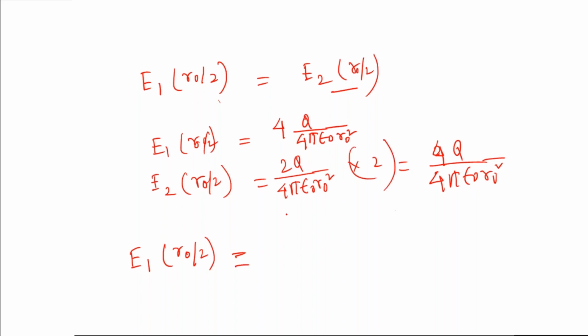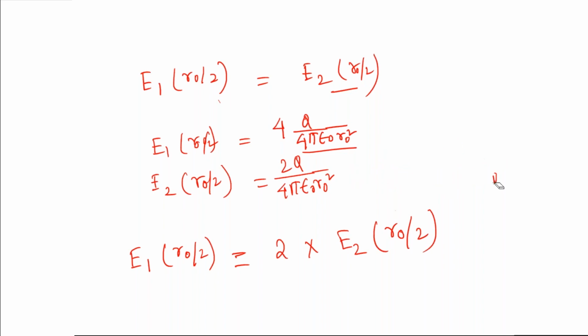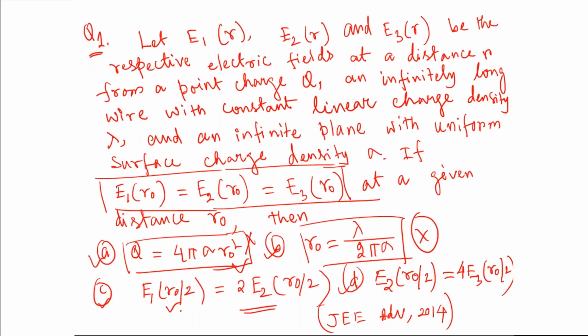So this is the option which seems to be correct. Look at your question: option C is E1 at R0 by 2 is equal to 2 into E2 at R0 by 2. This seems to be correct, and we have got the correct option. Let us see whether the last option is also correct: E2 at R0 by 2, we have already got, whether this is equal to 4 E3. This is certainly not, because there is no R dependence in E3. So D will not be a correct option. C is the correct option.